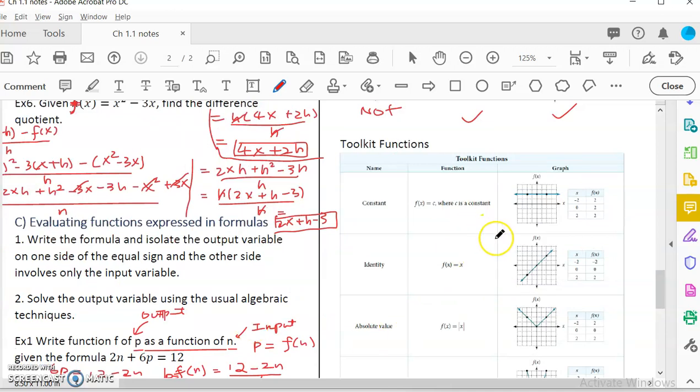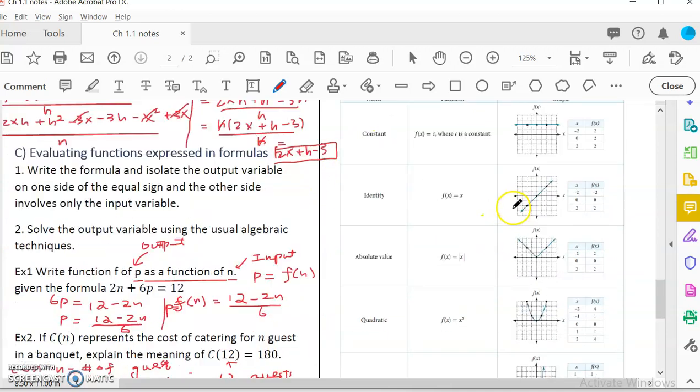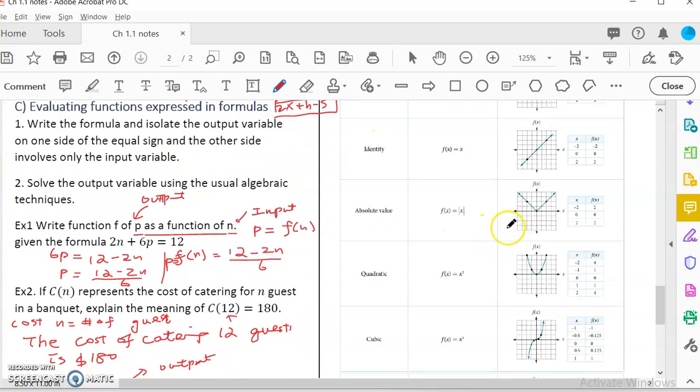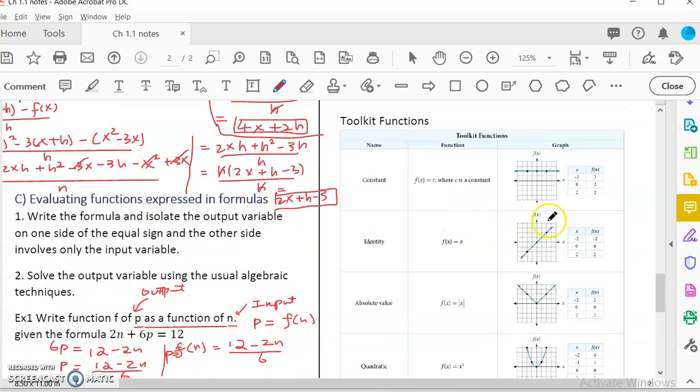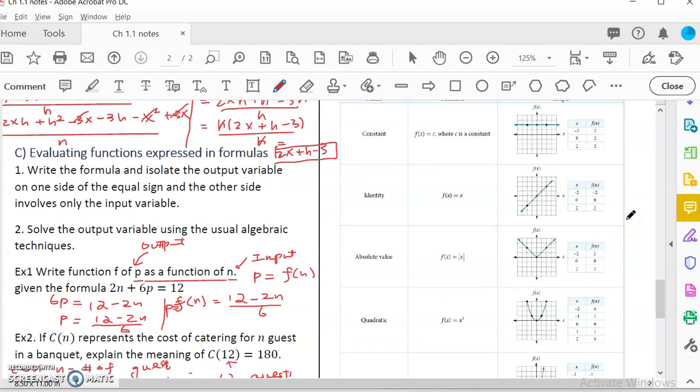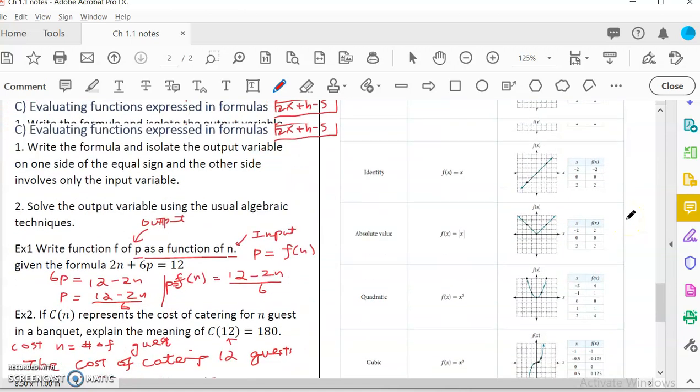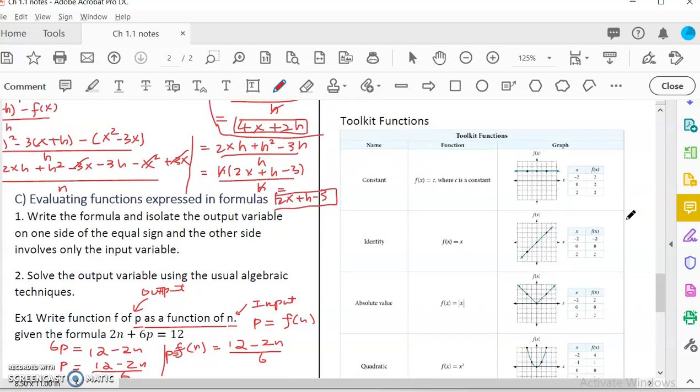The last thing we want to talk about is family of functions. Very popular, and it is kind of like the building block. Kind of like when you study numbers, the digits 1, 2, 3, 4, 5, 6, 7, 8 are the primary numbers.